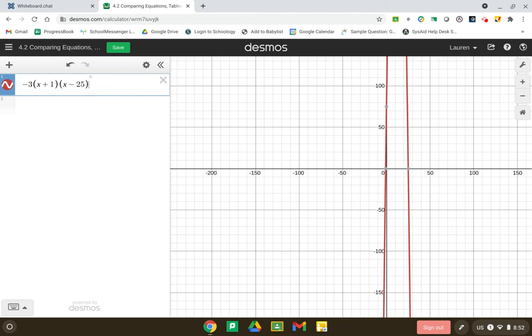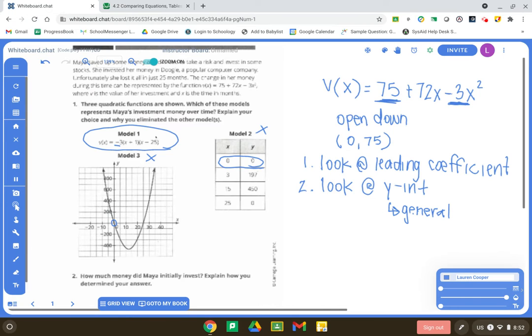All they did with this one right here is they put it in factored form. So that's the only difference here. So the model 1 is the factored form of our general form here.